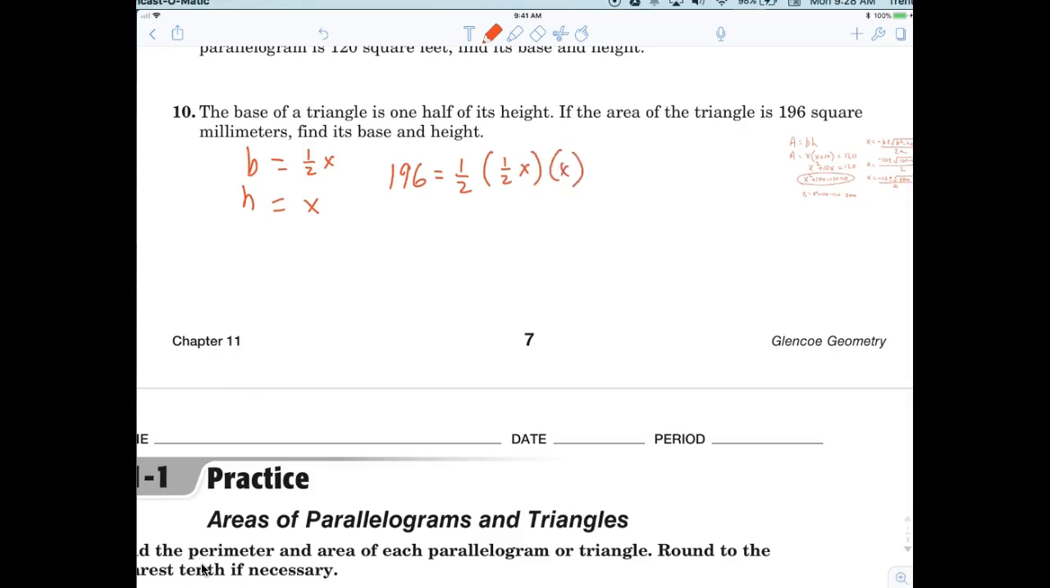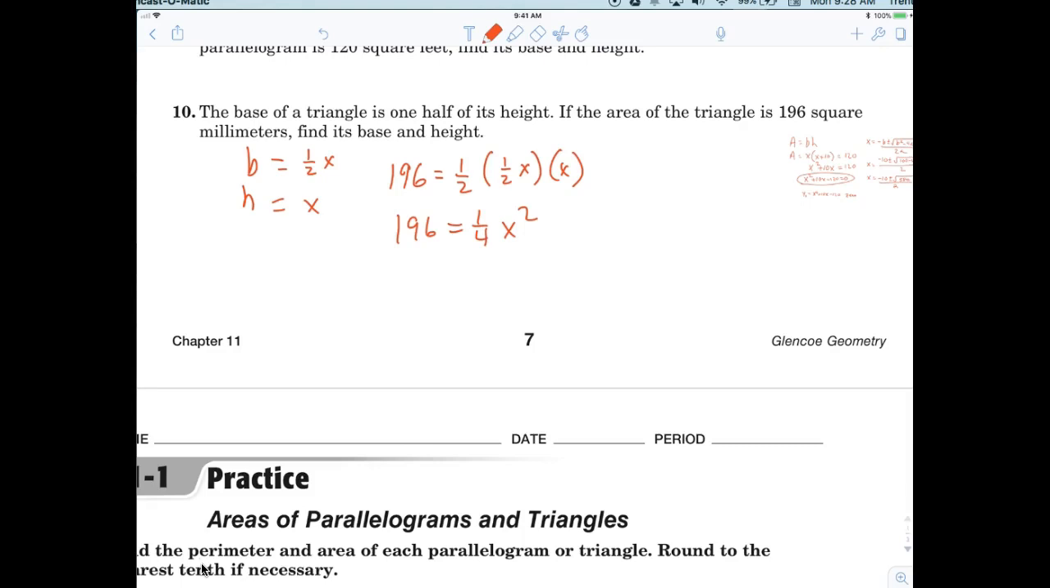Wait a minute. That makes sense, because it's a triangle. So now 196 is equal to 1/4 x squared. Now before you multiply 4 times 196 in your head, you should be saying, well, I'm going to take the square root of both of them, so I really don't need to multiply them. Because 4 is a perfect square and 196 is a perfect square.